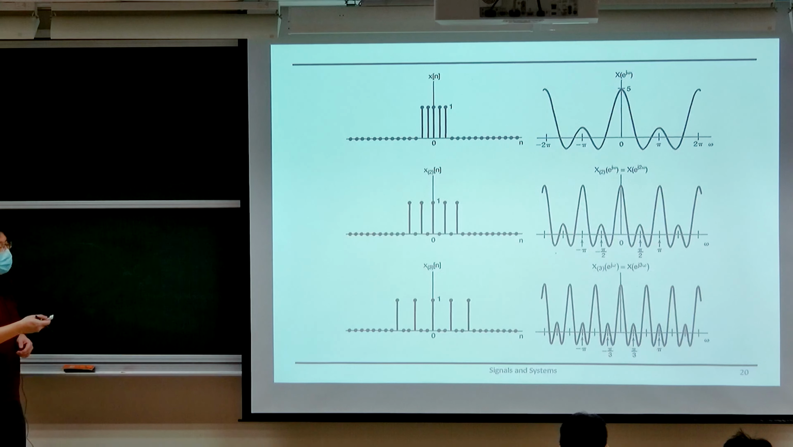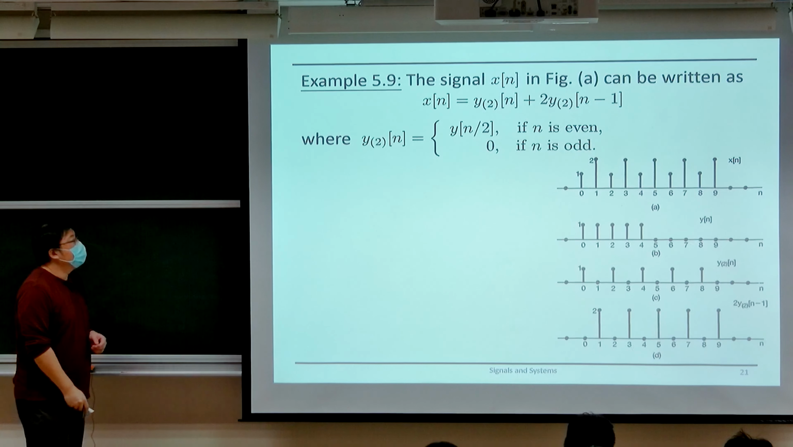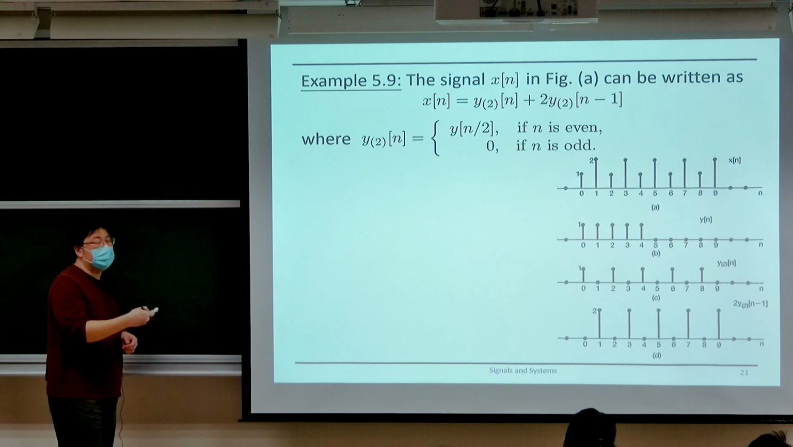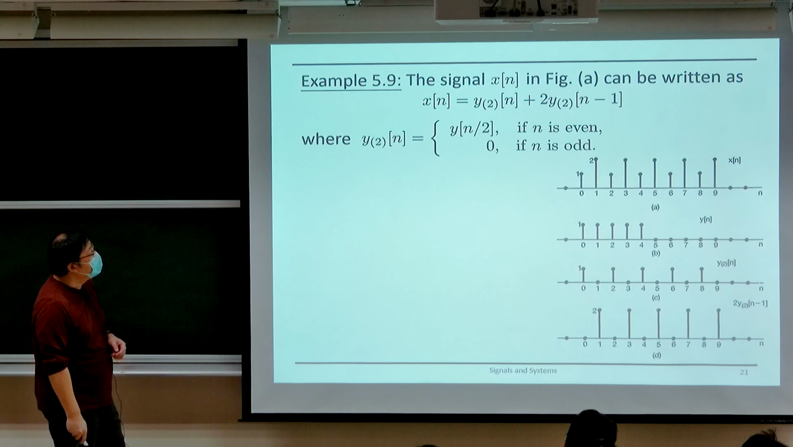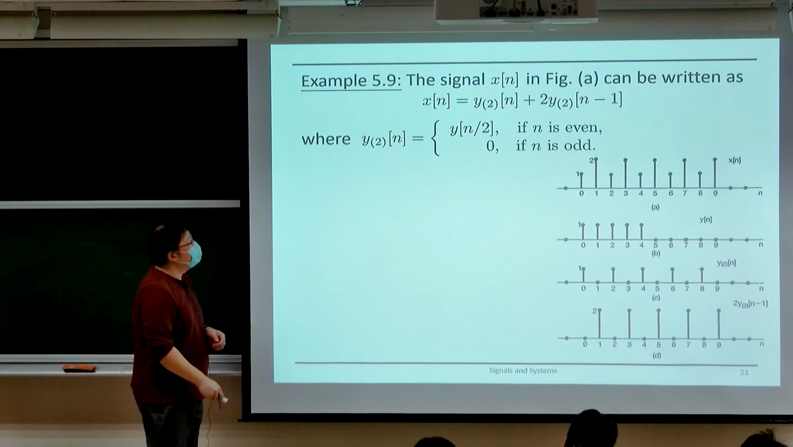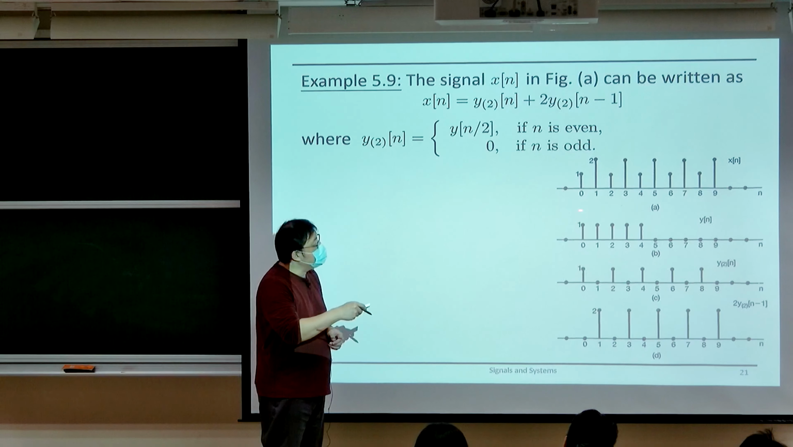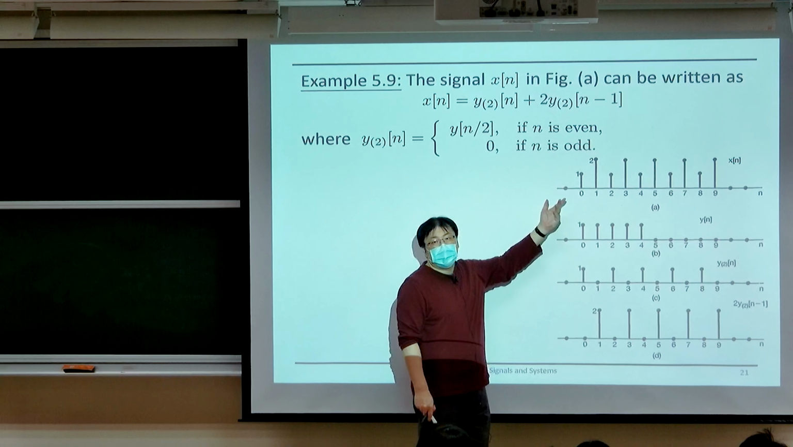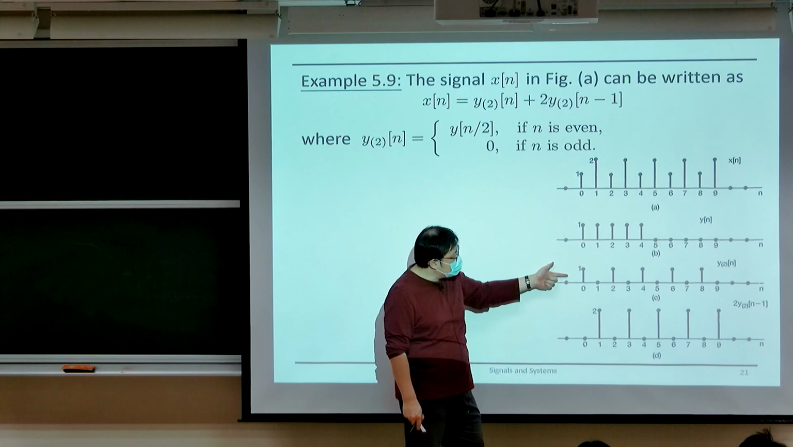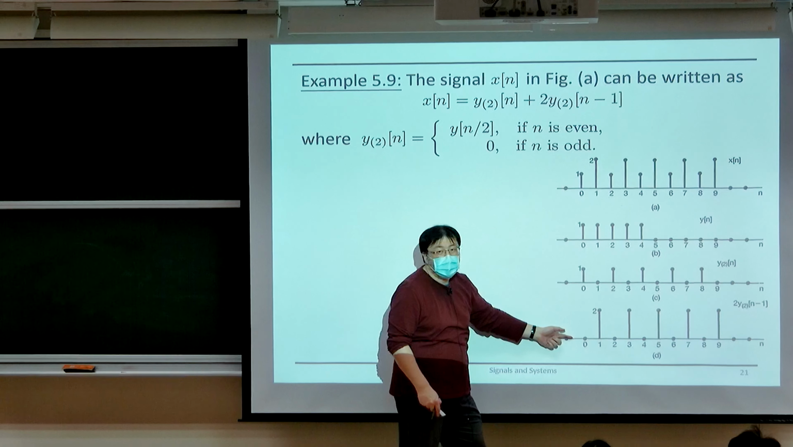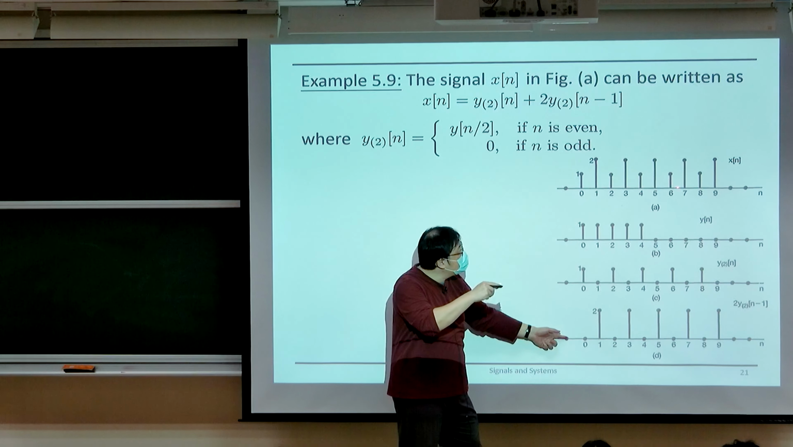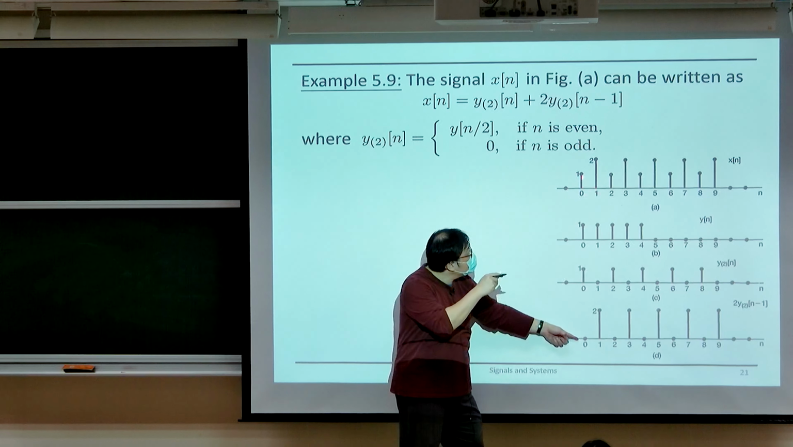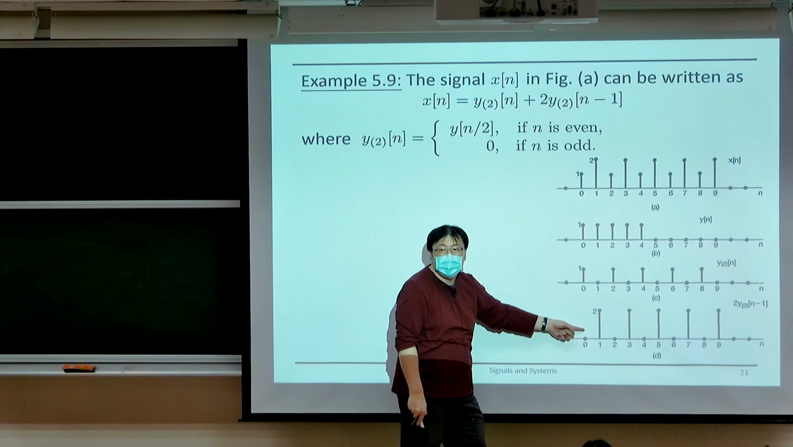So let me look at one more example before we break. This example is also using the property that we just showed. In this problem, we're asked to find the Fourier transform of a discrete time signal x that looks like this. This x[n], you can actually split into this signal plus this signal, so you're taking these lower samples here and the larger samples here.